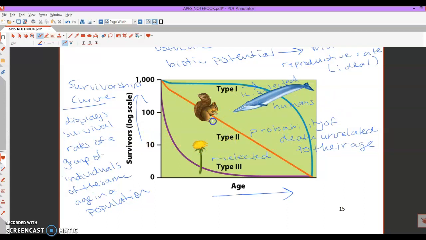So another example of a type 2 would be a bird, mice, things like that. Smaller mammals. I know a bird's not a mammal, but it's a smaller organism. Okay? So, hopefully you guys understand the differences between these. We're going to have some practice in looking at these graphs and identifying R and K selected species. And then we're going to move on into the unit.